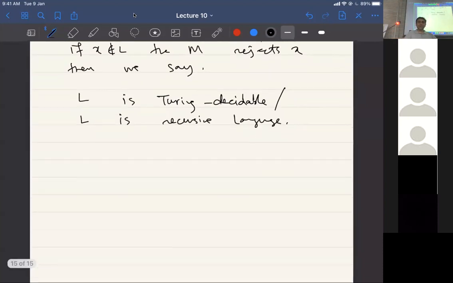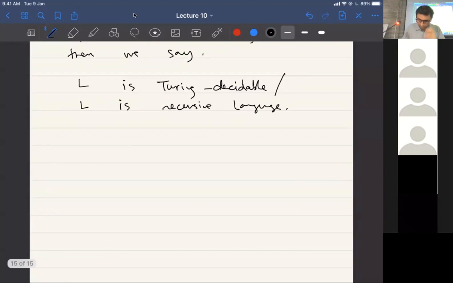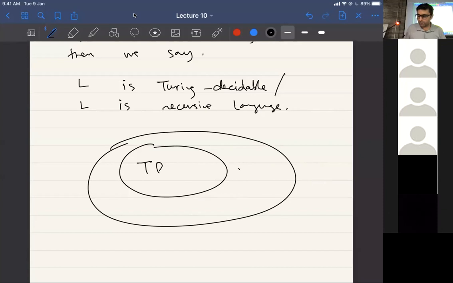By this definition, if I consider the set of Turing decidable languages, it is contained within Turing recognizable languages, because every language which is Turing decidable is also by definition Turing recognizable. So TD is contained within TR. We can call it the set of recursive languages is contained within the set of recursively enumerable languages.